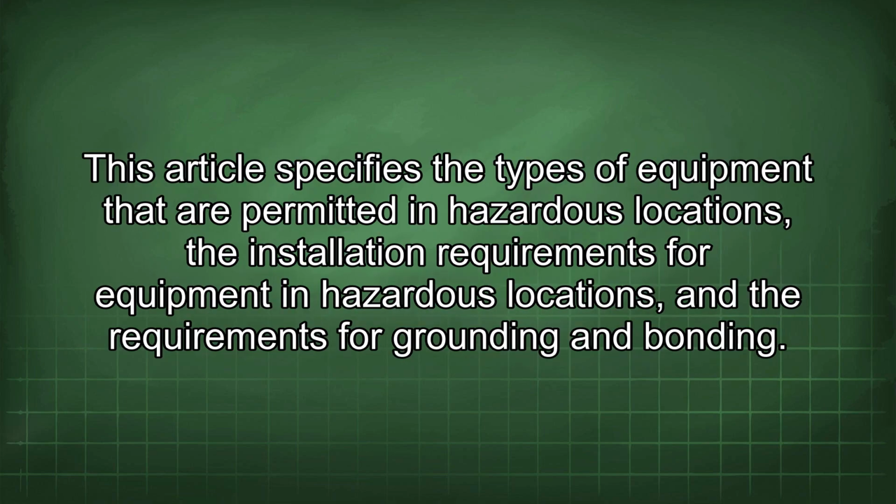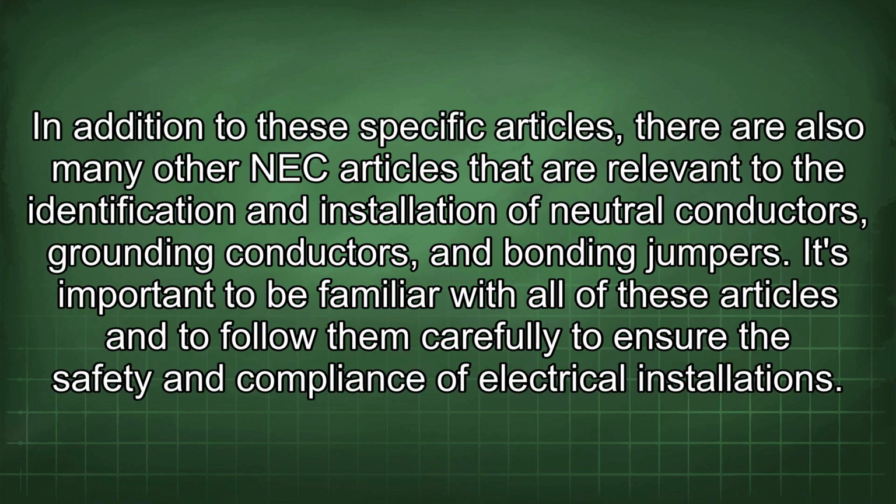This article specifies the types of equipment that are permitted in hazardous locations, the installation requirements for equipment in hazardous locations, and the requirements for grounding and bonding. In addition to these specific articles, there are also many other NEC articles that are relevant to the identification and installation of neutral conductors, grounding conductors, and bonding jumpers. It's important to be familiar with all of these articles and to follow them carefully to ensure the safety and compliance of electrical installations.